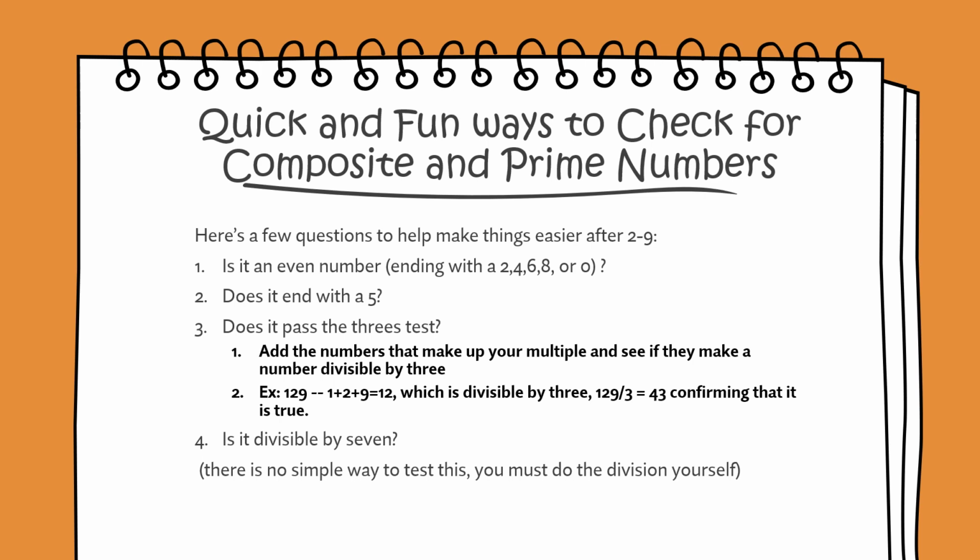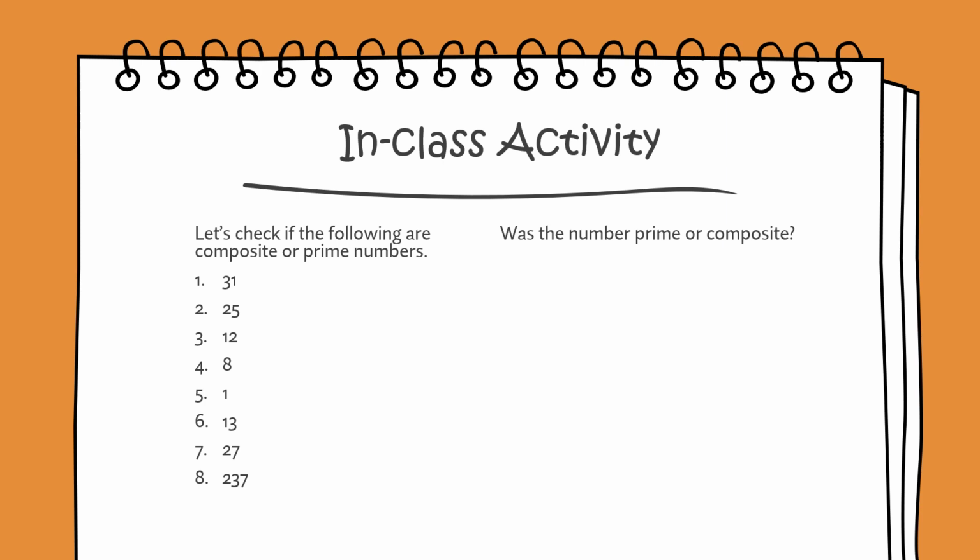Now that we've gotten through the basics of that, let's do a quick check. So we're going to see if the following numbers are composite numbers or prime numbers. So if we look at number 1, we have the number 31. So going through our quick check again, it's not an even number, and it's not a number ending in 5. So our first 2 are already no's.